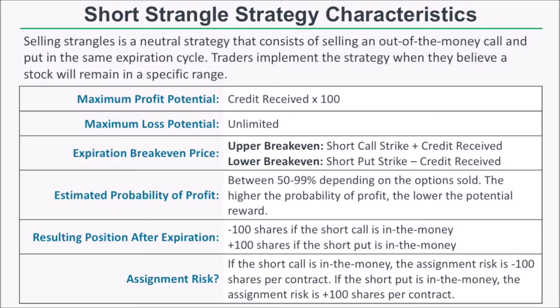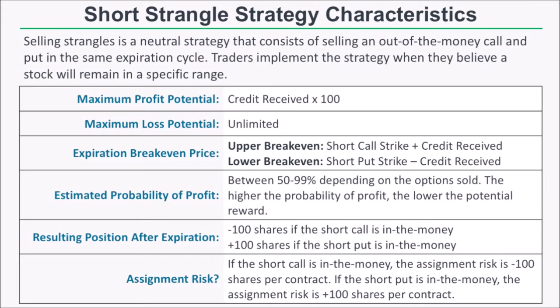So selling strangles is a neutral strategy that consists of selling an out-of-the-money call and put in the same expiration cycle. Traders implement the strategy when they believe a stock will remain in a specific range. Now that's because if the stock price remains between your short strikes, between your short call and your short put, then as time passes, those options will decrease in value, leading to profits for your position.